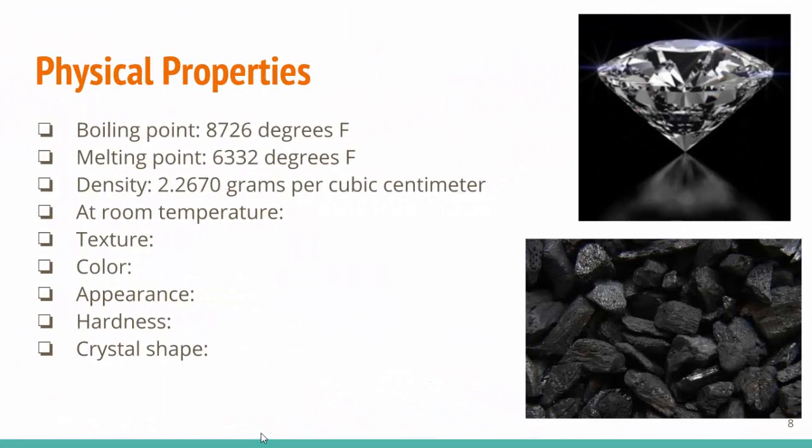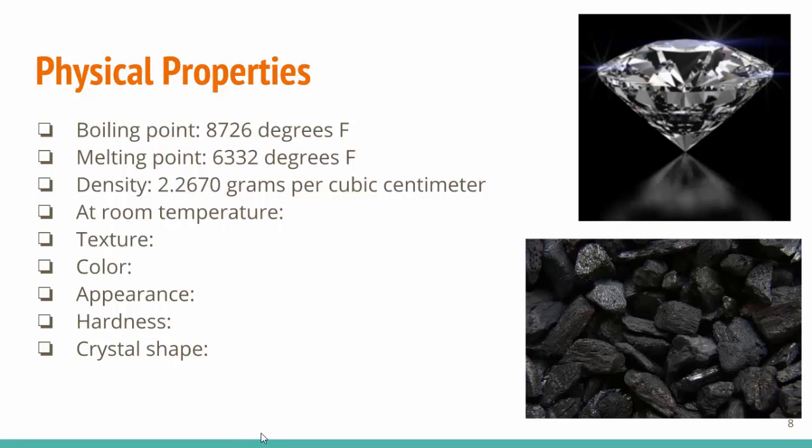The physical properties of carbon. So the boiling point of carbon is very hot. It's 8,726 degrees Fahrenheit. And the melting point is also very hot, but it is 6,332 degrees Fahrenheit. And the density, which is pretty much how packed it is, 2.267 grams per cubic centimeter.